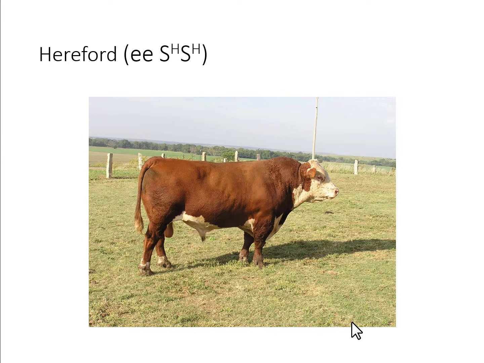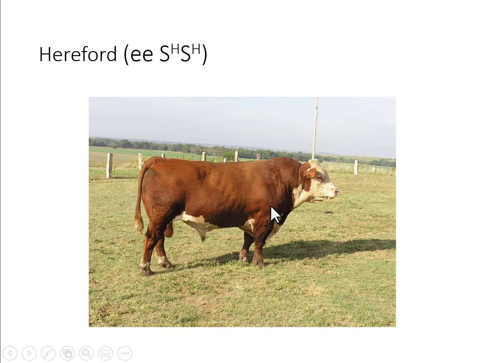Okay, so the next locus we'll talk about is our spotting locus. We have a bunch of different alleles at this locus. The first one we're going to talk about is our Hereford spotting. So we have little e, and big S superscript H, big S superscript H. That's what's giving us the Hereford pattern of spotting.